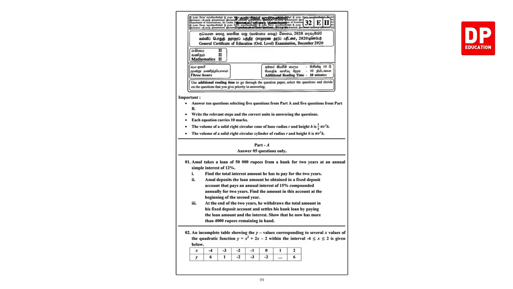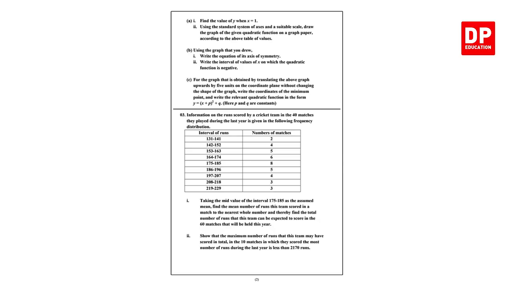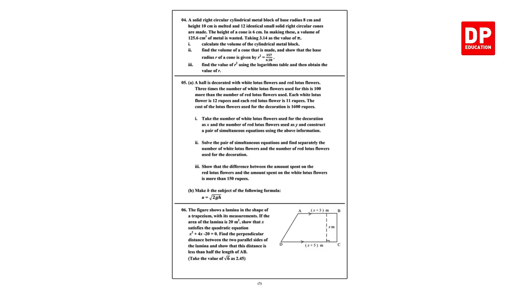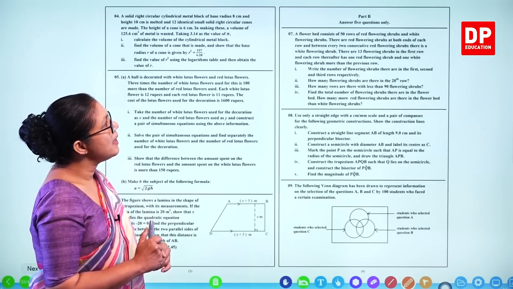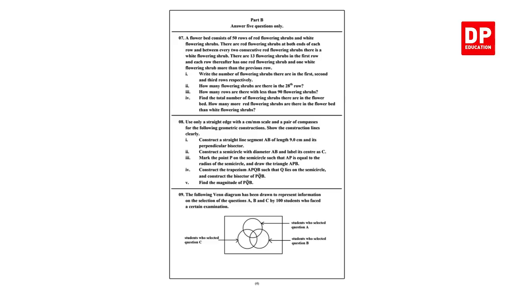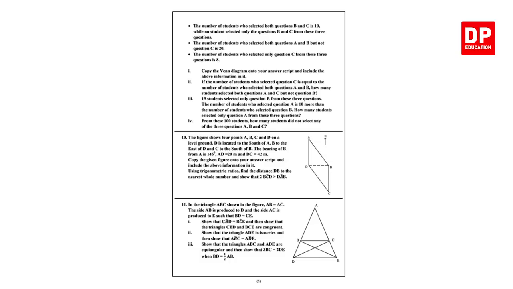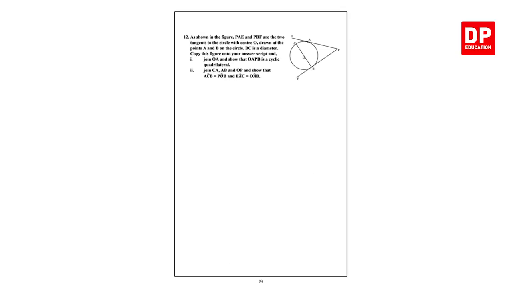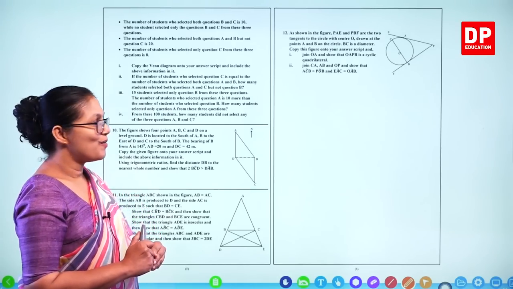Part A, you get question number 1 and then 2, here question number 3, 4, 5, 6, and then you get part B. Part B, answer 5 questions only. Question number 7, 8, 9, then 10, 11, and 12. So let's do this paper now.